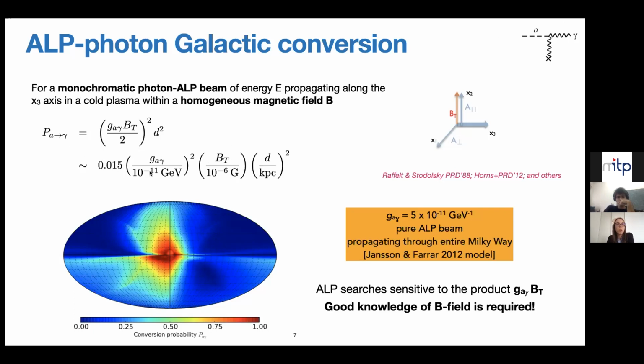So in a very simple approach, if you have a monochromatic ALPs beam traveling into a magnetic field, then the conversion probability of the ALPs beam into photons is proportional to the transversal component of the magnetic field and the coupling of ALPs and photons. And in a more sophisticated way, you can solve the propagation equations numerically and compute this probability by numerical integration. And if you consider a specific model for the magnetic field of the galaxy, then you can get maps such as that one, which is in galactic coordinates. You have the longitude running here along the galactic disk and the latitude here above and below the plane, where the color scale represents the conversion probability of this ALPs beam into photons.